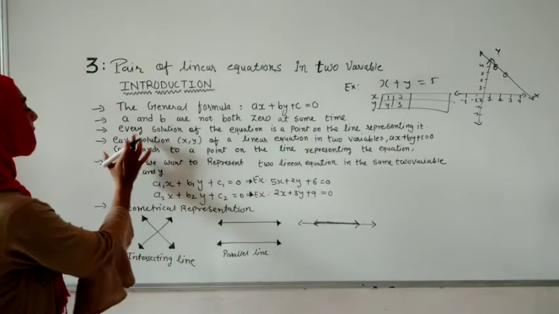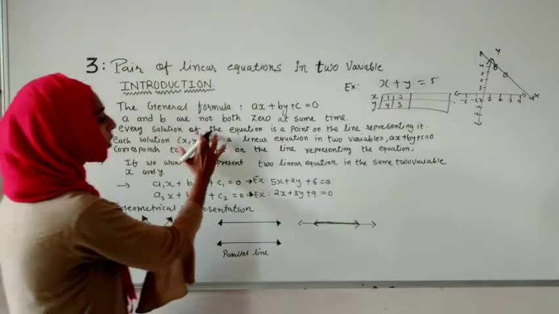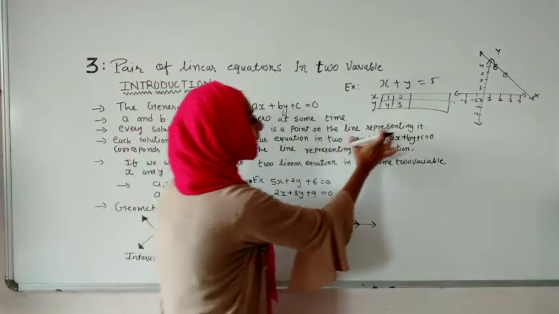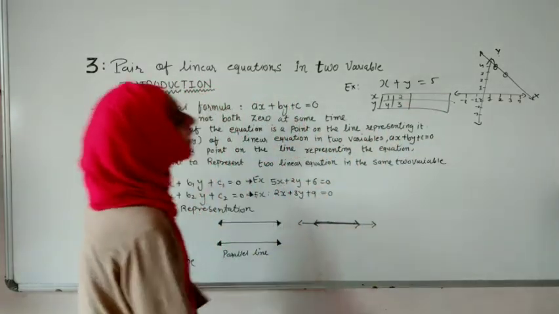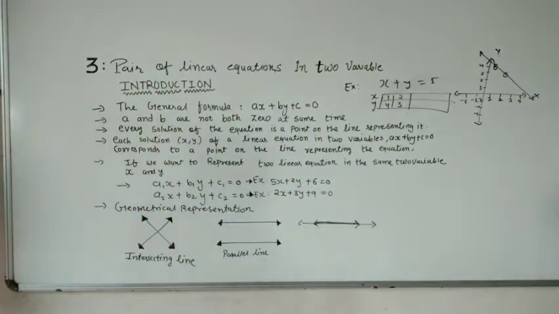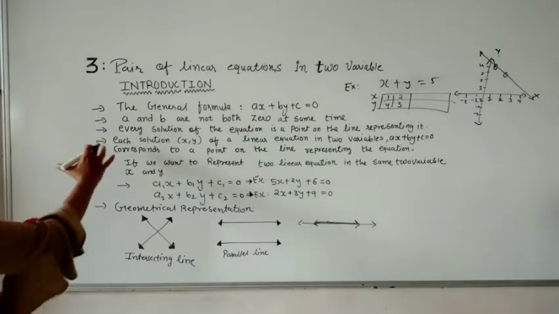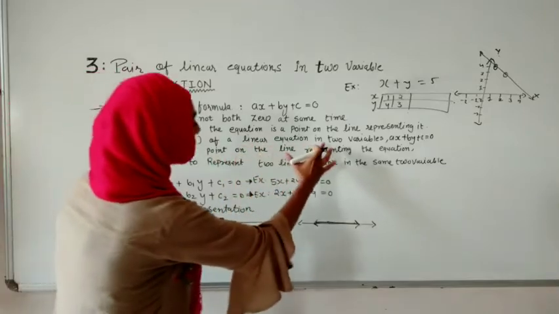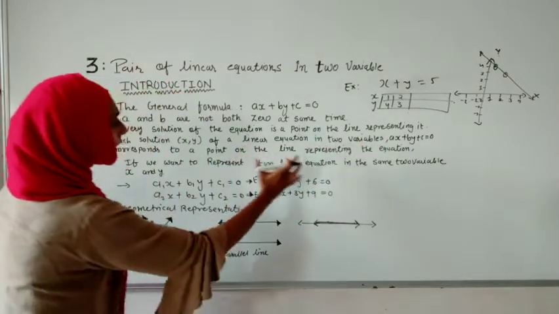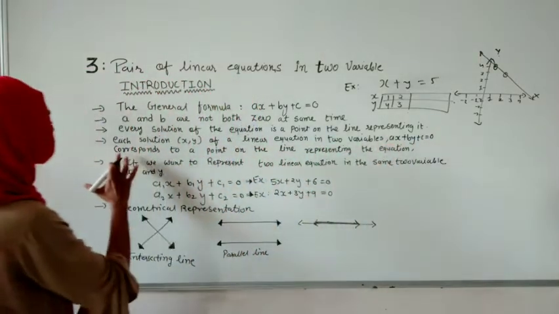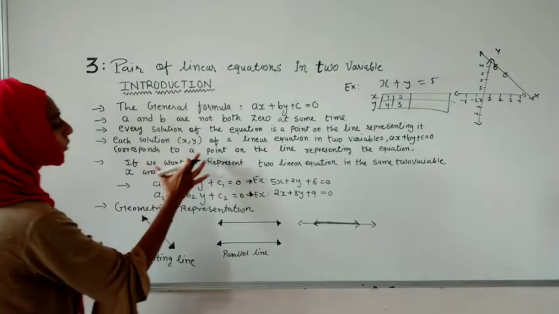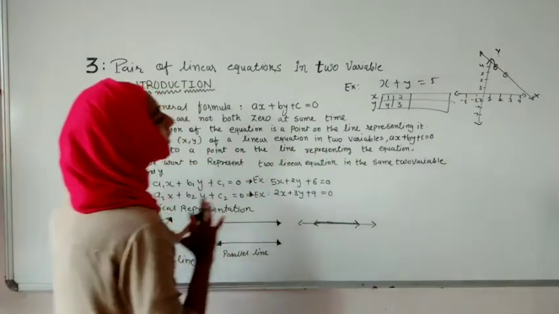So this says that every solution of an equation is a point on the line representing it. That means the graph of a linear equation in two variables will always be in the form of a line. Each solution x and y of a linear equation in two variables ax plus by plus c is equal to 0 corresponds to a point on the line representing the equation.